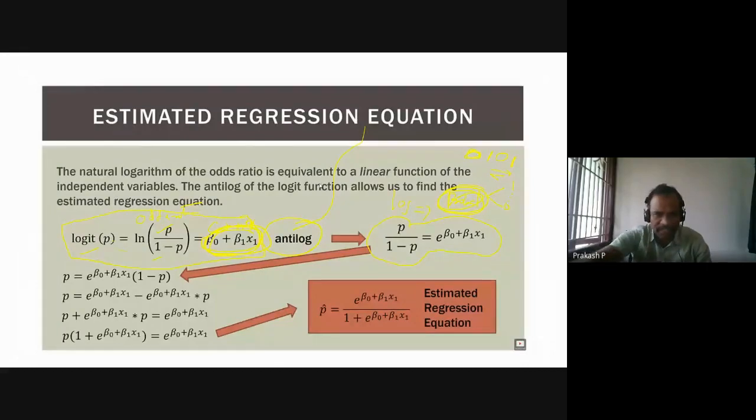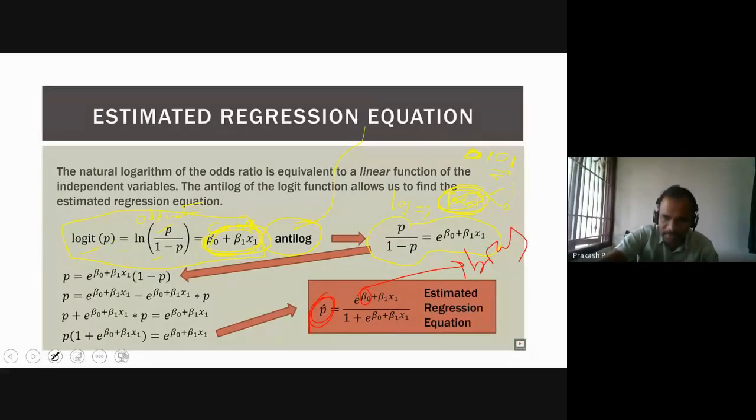Then if you solve this equation, you will get p cap. What is p cap? P cap is the estimated probability. Beta 0 is the bias, the variable which we computed. Beta 1 is the slope that is to be applied. Once you apply it, you will get the probability.